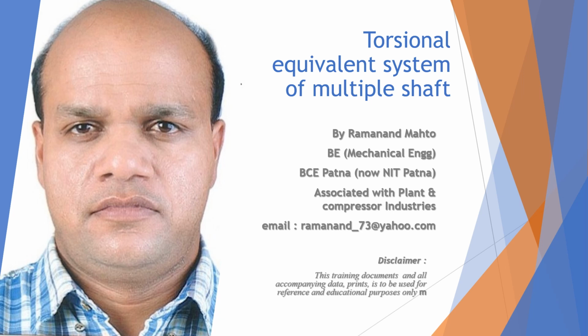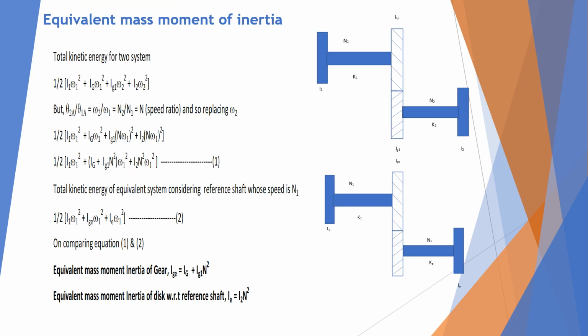Torsional equivalent system of multiple shafts. So we'll see how the equivalent system is calculated. This is an equivalent mass moment of inertia. This is one rotor which drives another rotor. The speed of the first rotor is n1 and the speed of the second rotor is n2.